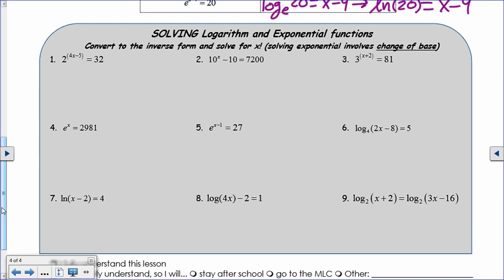So solving puts those two things that we've talked about so far together: converting and then evaluating using your calculator. So what you're going to have to do, I have the step written right here in one line. What you're going to do to solve is you need to convert to the other form.